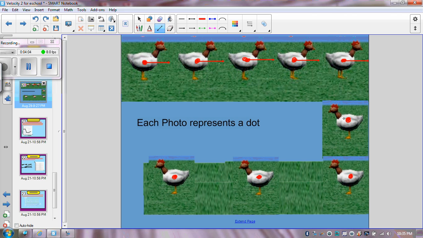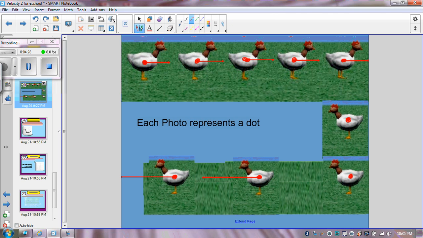Now, I'm not going to draw an arrow on this spot or on this spot because the object, the chicken, was at rest. The chicken doesn't start moving until right here. And notice I'm going to make the arrows longer here and here. I'm going to go off the page a little bit, but you get the idea.